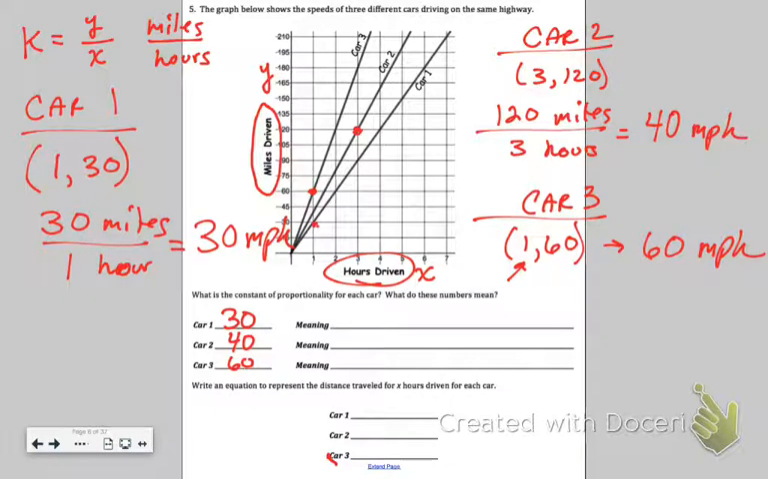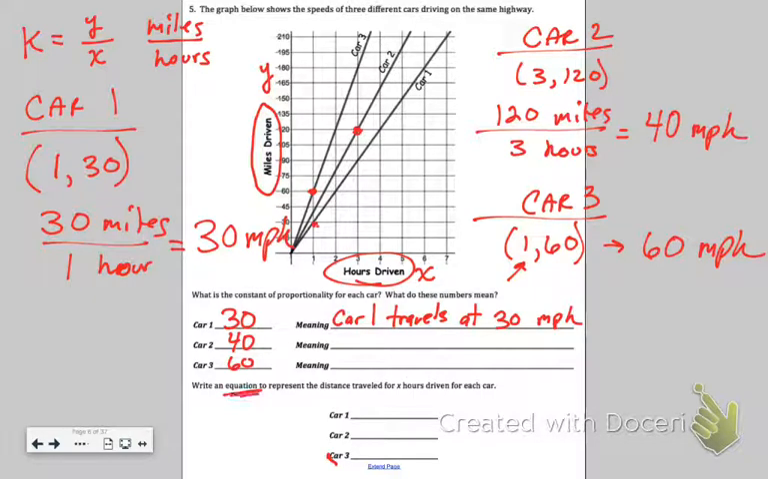For the meaning of each of these, we just have to write a little bit of a sentence. So for car 1, the meaning of my constant of 30 is that car 1 travels at 30 miles per hour. Car 2 travels at 40 miles per hour, and car 3 travels at 60 miles per hour. You guys can fill those in on your own.